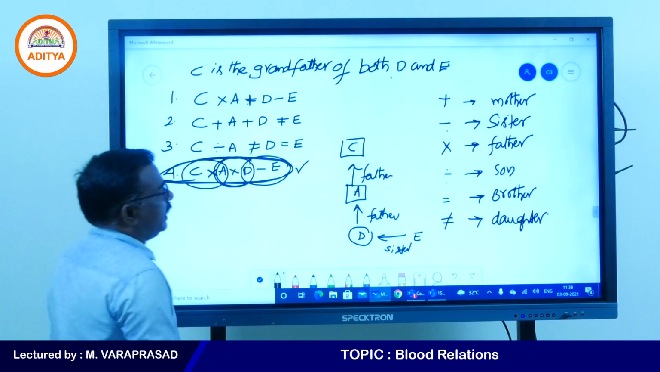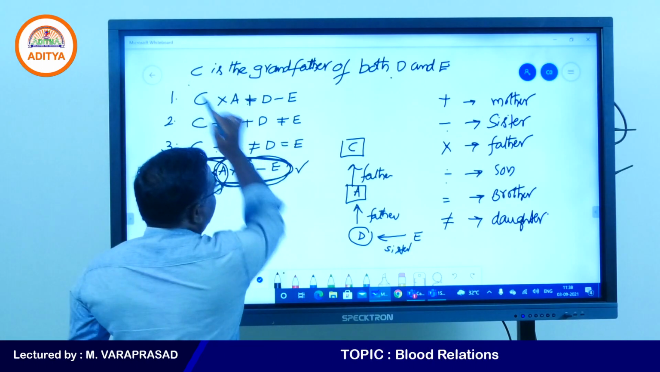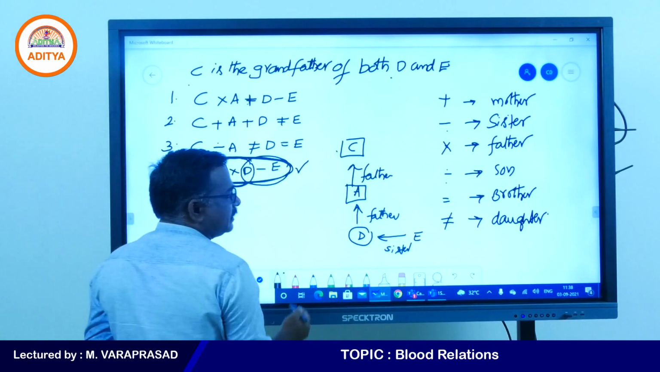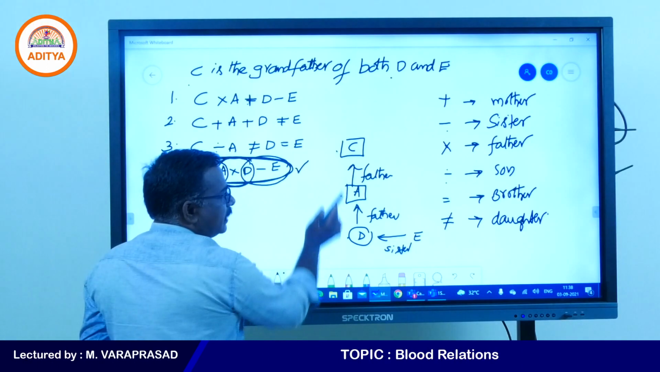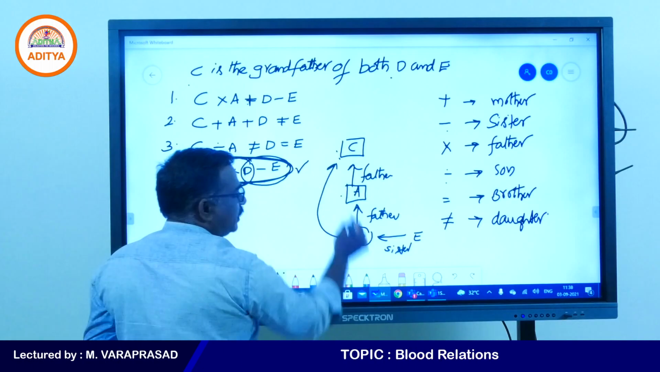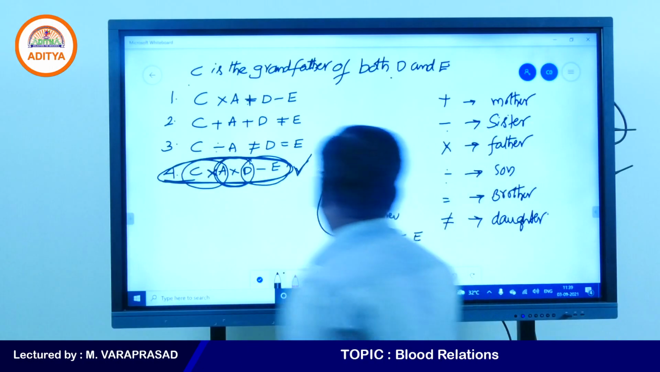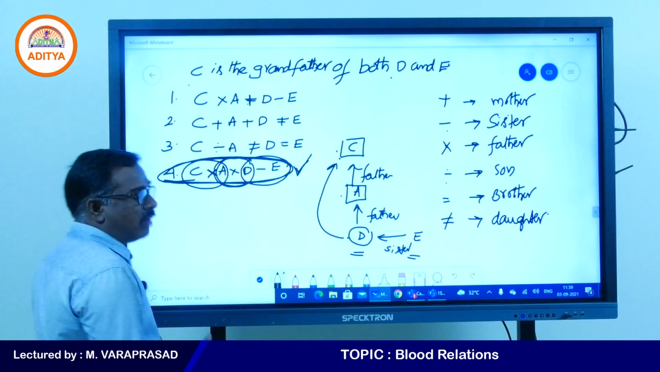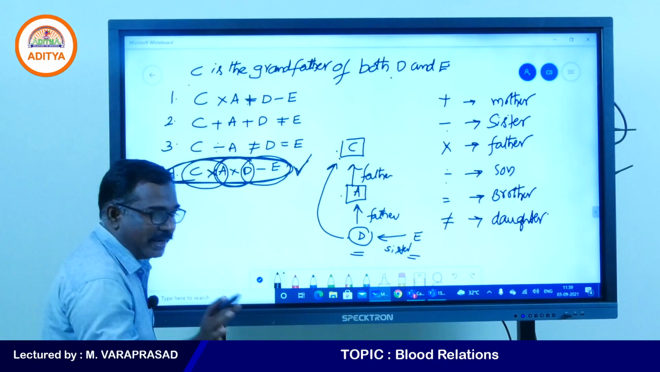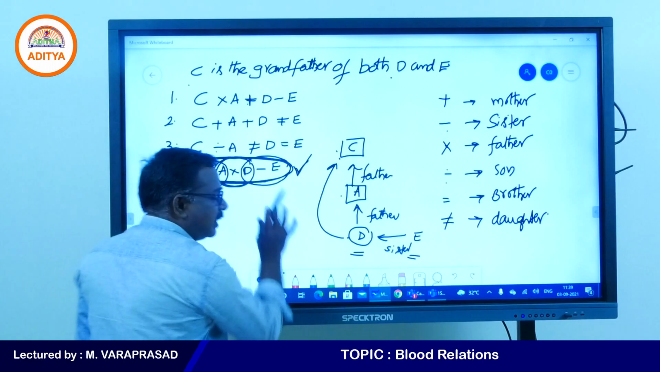Now see, it is asking for the grandfather. Yes, one generation gap. C is the grandfather of both D and E. Option number 4 is 100% correct. I think all of you got option number 4. Now I am going to check option number 1.